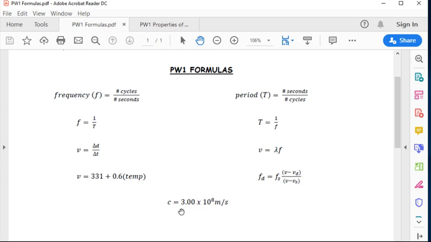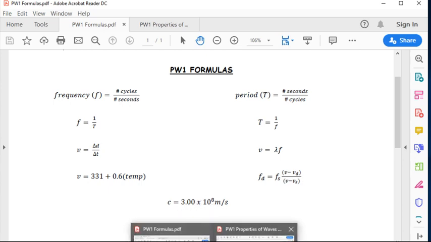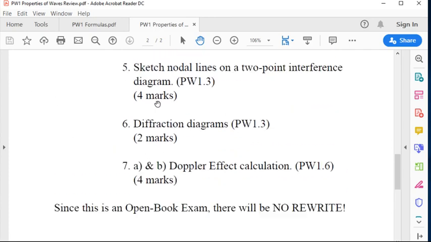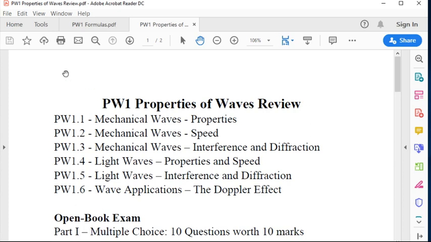And of course, there may be a question involving the speed of sound. So there it is right there. Okay, so that is the review. That's what you need to know for the upcoming PW1 Properties of Waves exam.